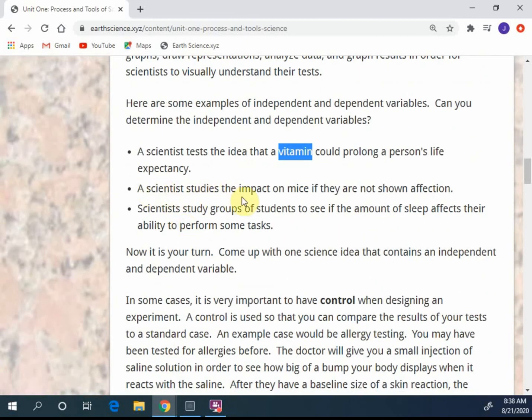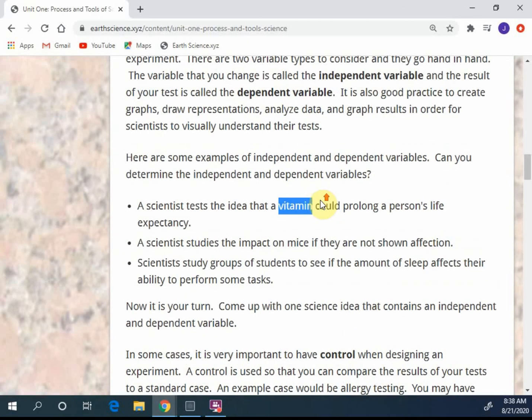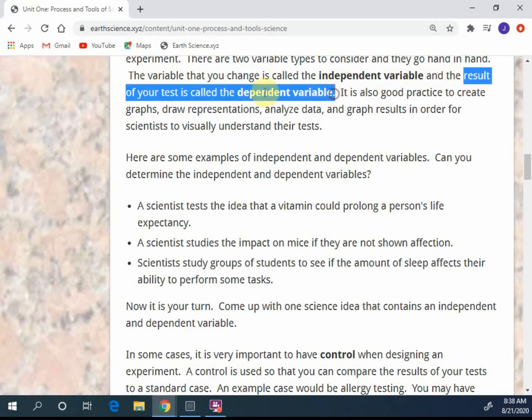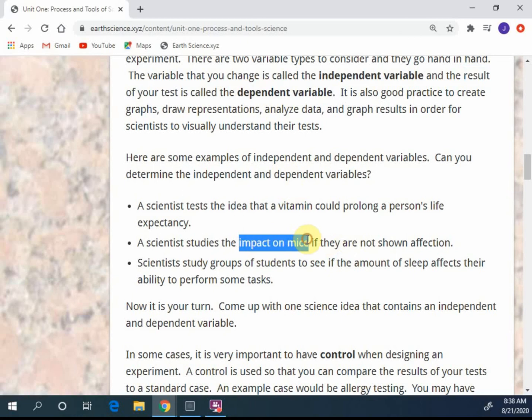A scientist studies the impact on mice if they are not shown affection. Okay, what is the change? What is being changed? If you look at this, it's affection. They're showing affection. That's the action being changed. And what's the result of that? The result, the dependent variable, is the impact on the mice.